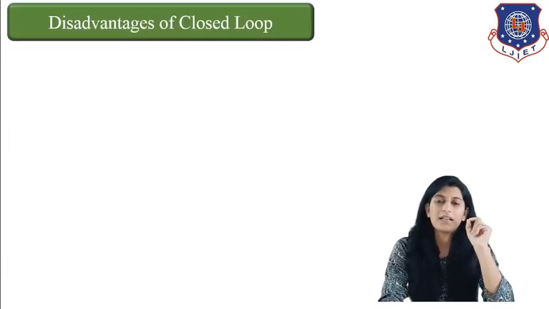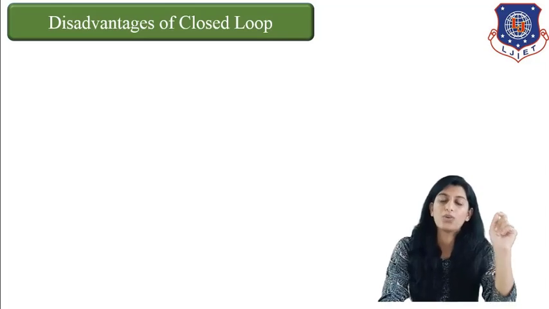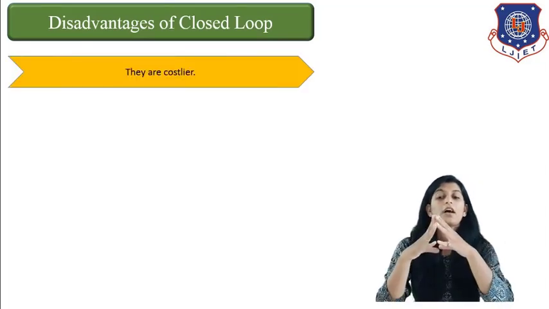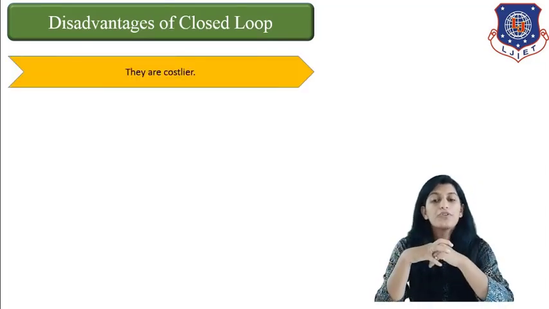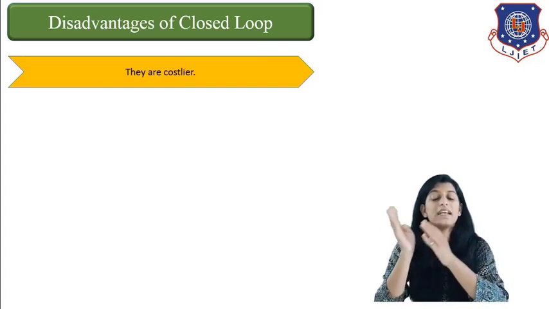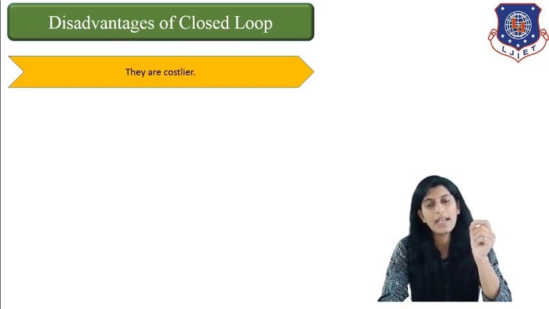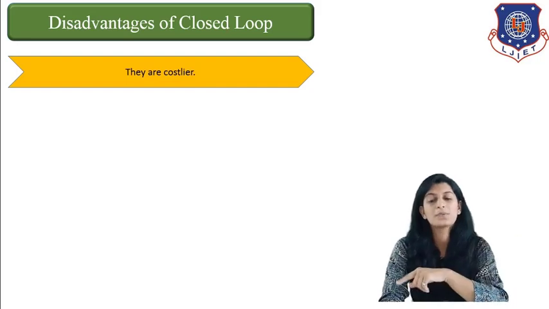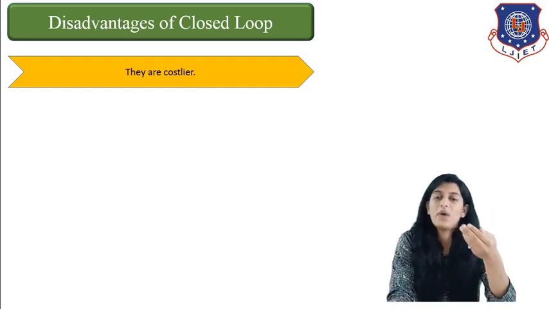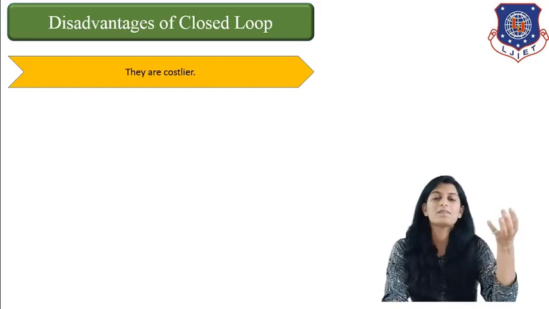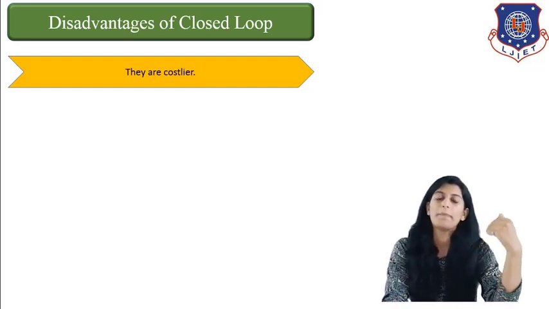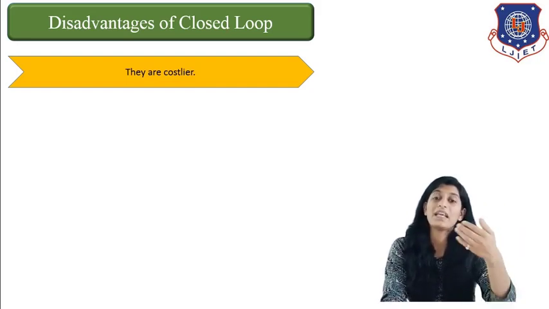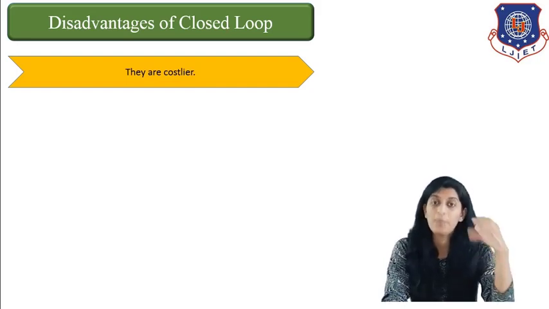Let's discuss disadvantages of using closed loop system. The first disadvantage of using closed loop system is it is quite costlier, right? As compared to open loop system, it is costlier. It is quite obvious that since there are much more parameters which are being incorporated in our system, that's why cost has been enhanced.